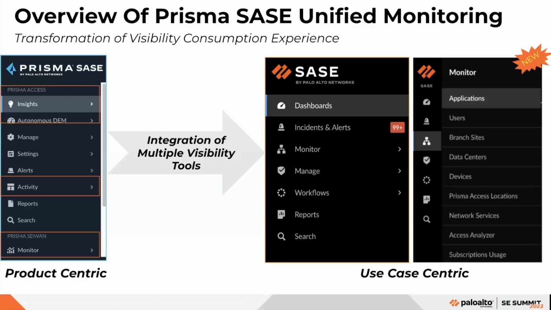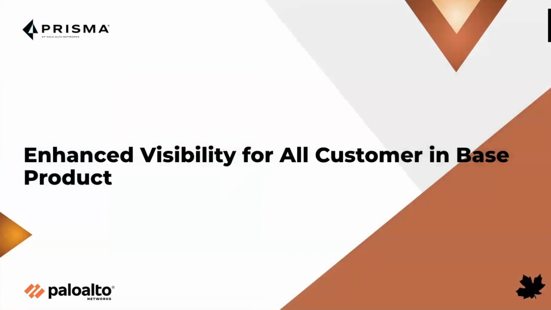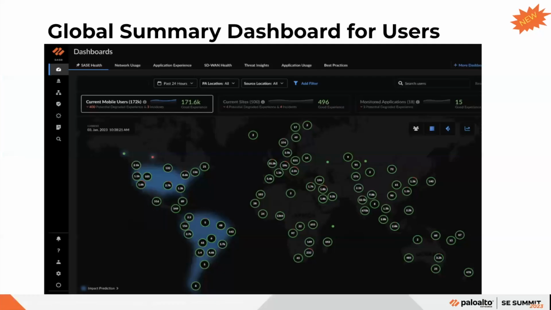Access Analyzer and information regarding the experience scores for data is available only if you have the ADEM observability license or the new license for AI-powered ADEM that was introduced not that long ago. One of the biggest changes we have made is that the landing page is now the SASE Health Dashboard, which is a global summary dashboard for users and sites.